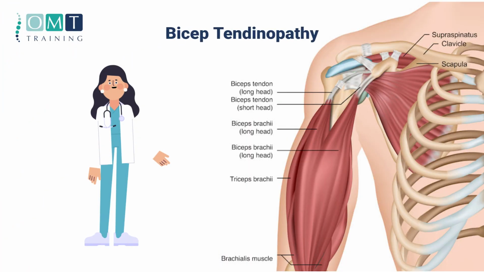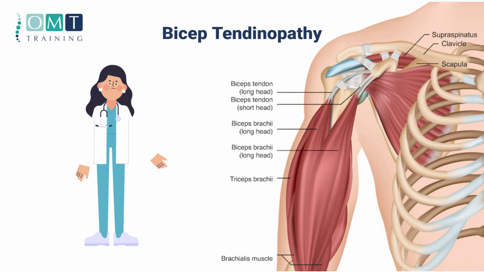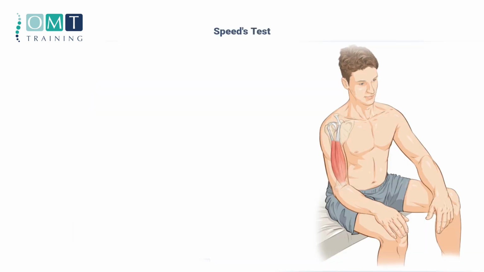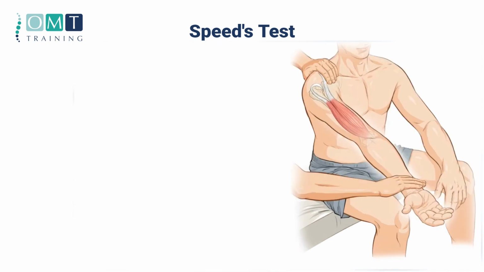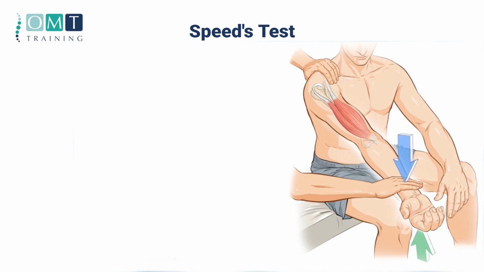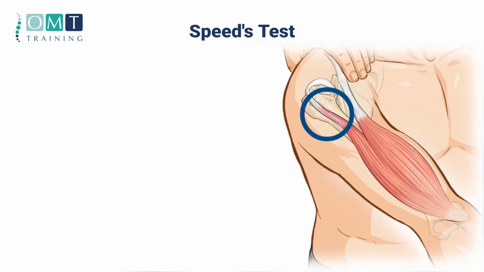Speed's and Yergason's are 2 special tests for biceps tendinopathy. Speed's test is performed with the patient's arm at 90 degrees of angle while the palm points upward. Apply pressure on the patient's wrist and ask the patient to resist. If the patient feels the pain, then this test is positive.